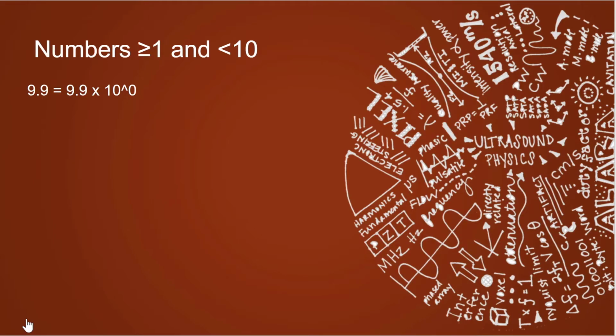When we have a number that's greater than 1 but still less than 10, and we need to write that into scientific notation, we are then just going to take the number and multiply it by 10 to the 0, because we remember that 10 to the 0 equals 1.